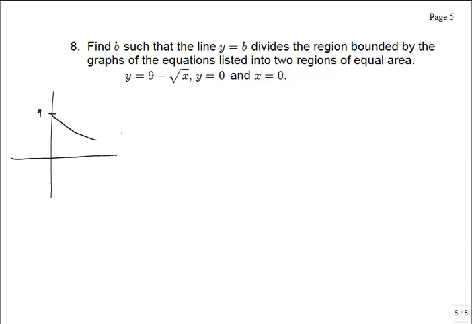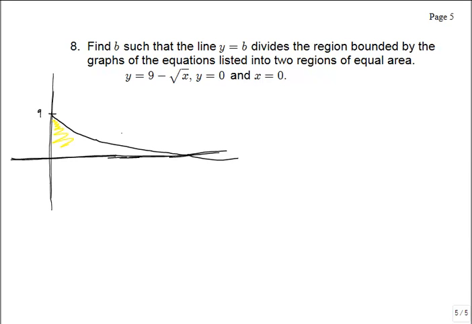It's a very slow graph, but eventually it will hit the x-axis and cross and keep going down below. So my graph would look something like that. And then I also have as a bound y equals 0, which is a horizontal line right through the x-axis. So it looks like that. And then x equals 0 is this vertical line. And that's the original region that we're talking about, bounded by these three curves. So in this first quadrant, this little region right here.